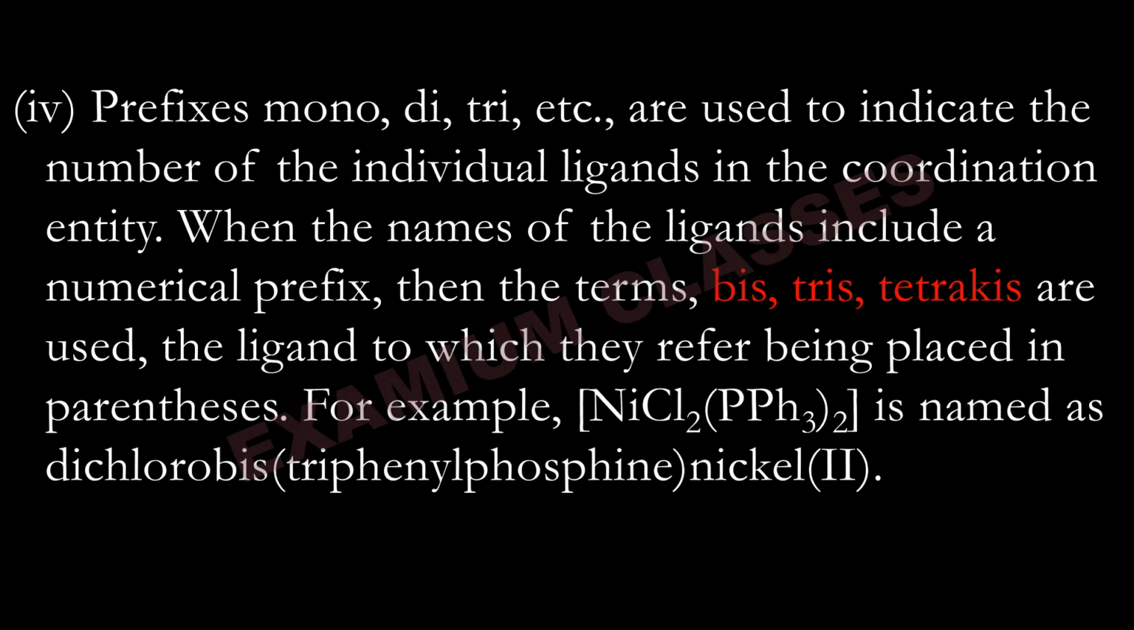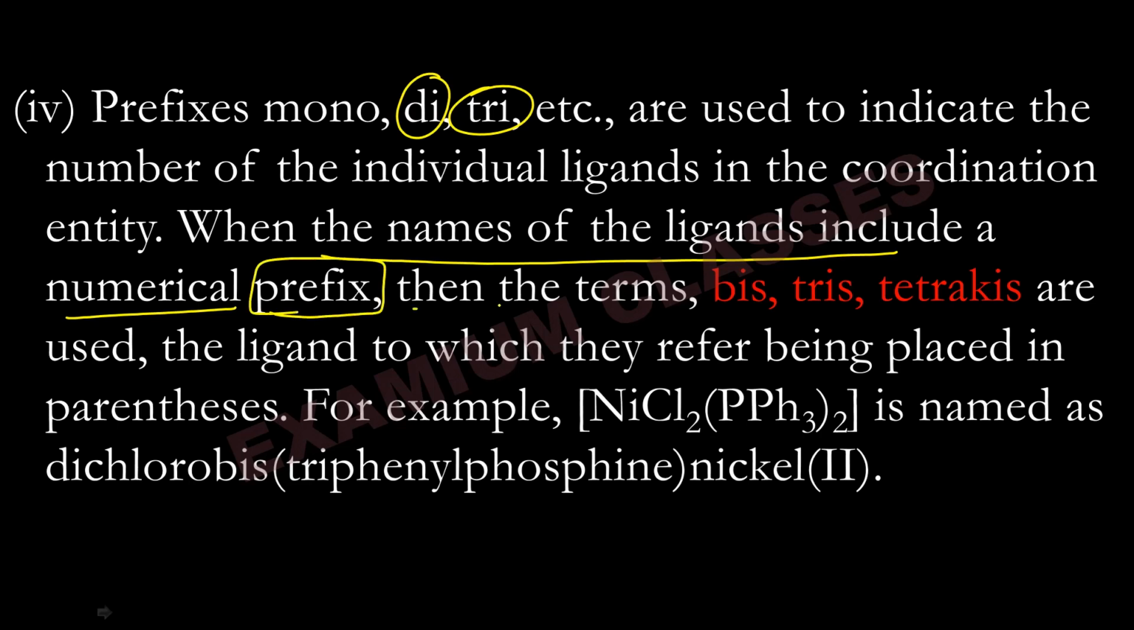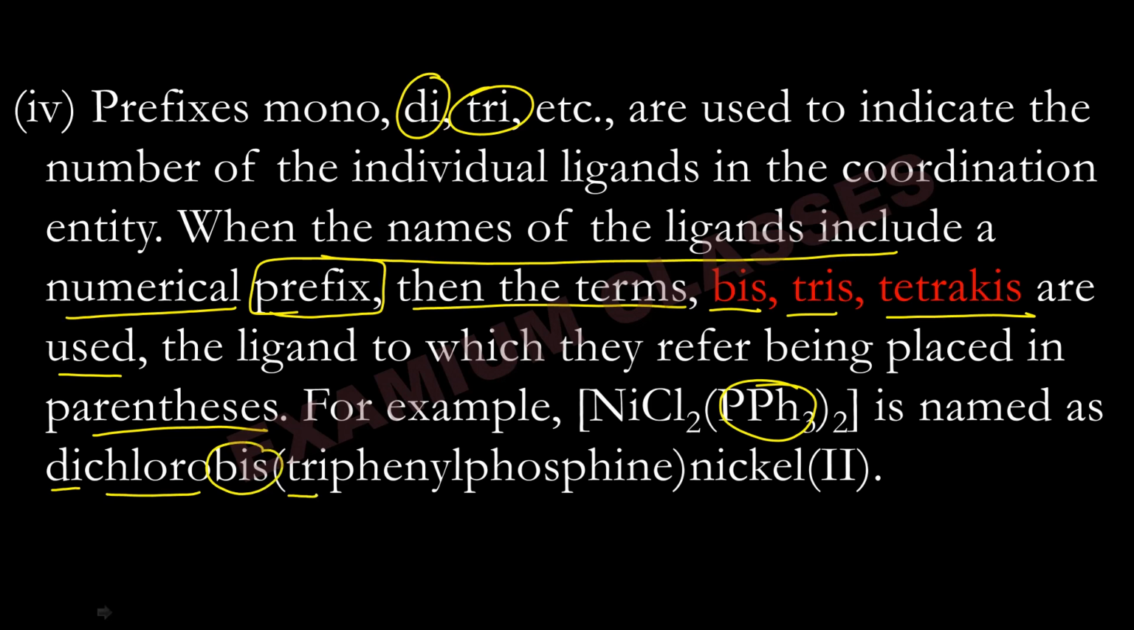Now important point. Instead of using di, tri, etc., if the names of the ligands include a numerical prefix, then the terms bis, tris, tetrakis, or so on are used, the ligands to which they refer being placed in parentheses. For example, understand it. If I say here, this one, this will be named as dichlorobis(triphenylphosphine), PPh3. Okay, phenyl is there. So triphenyl phosphine.